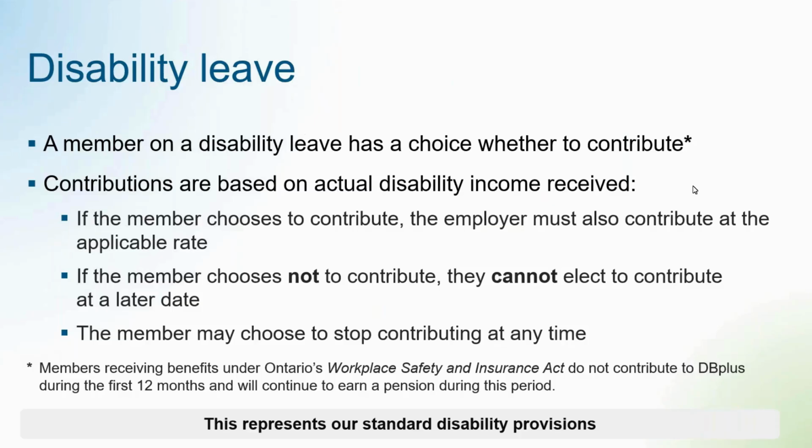Members in Ontario receiving disability benefits under WSIB will stop contributing to DBplus for the first 12 months and will continue to earn a pension during this period. After this 12-month waiver period, the member will be given the option to contribute to the plan based on actual earnings received from WSIB. When the contribution waiver period is coming to an end, you should provide the member with an election form at that time.